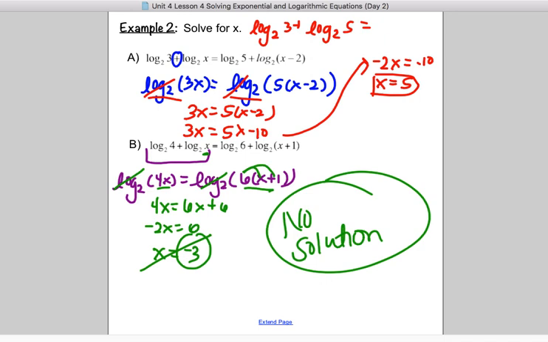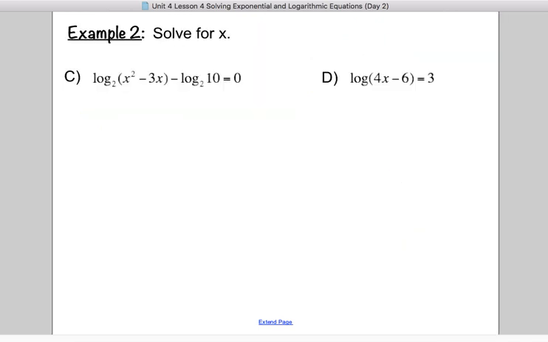All right. Moving on, 2C. 2C is a little different, okay? A few reasons. There's only logs on one side. So this is actually a problem like we did on our notes yesterday. First thing we have to do is make it one single log. Ooh, or an easier way. You could make this a single log, or if I add this to the other side, let's do it that way. That might be easier. So you could rewrite it with division, or I could add this to the other side. So I have log base 2 of x squared minus 3x equals log base 2 of 10.